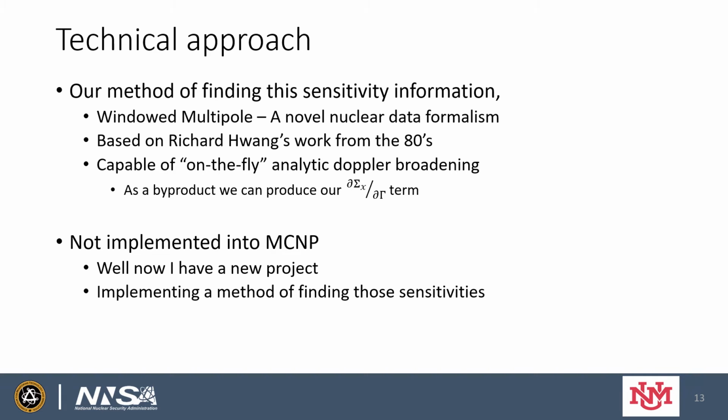Well, great. Now we have a way of generating that sensitivity info, only one issue. The pole representation is only implemented into OpenMC, and so I started looking into how I could implement some version of this into MCNP. To tell you more about this process, I need to jump back to the nuclear data side of things for a bit to give a bit more context.